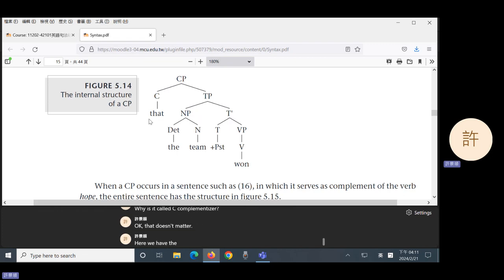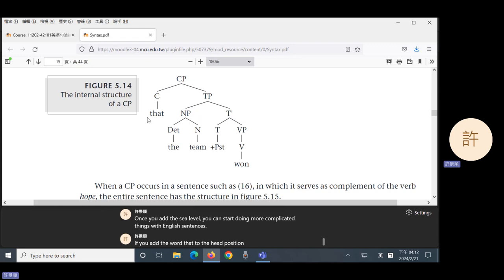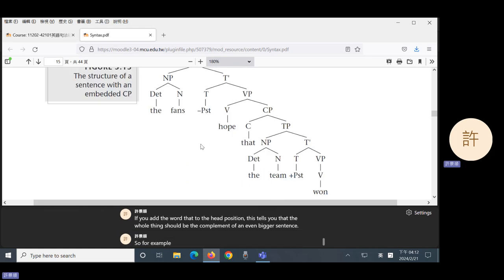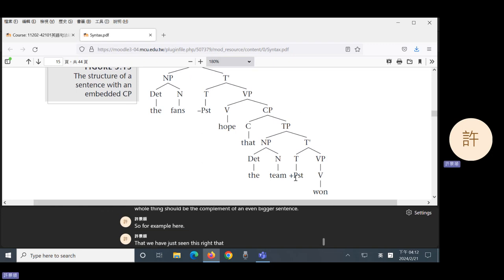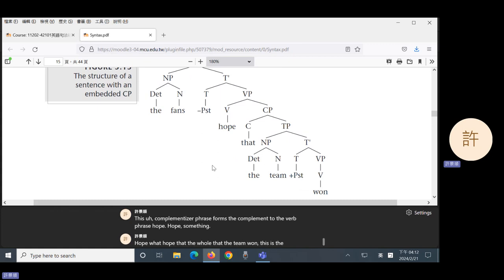Here we have the expanded structure. Once you add the C level, you can start doing more complicated things with English sentences. If you add the word that to the head position, this tells you that the whole thing should be the complement of an even bigger sentence. So, for example, here, we have just seen this, right? That the team, past tense, won. This entire part, this complementizer phrase, forms the complement to the verb phrase hope. Hope something. Hope what? Hope that the team won. This is the thing that you're hoping.